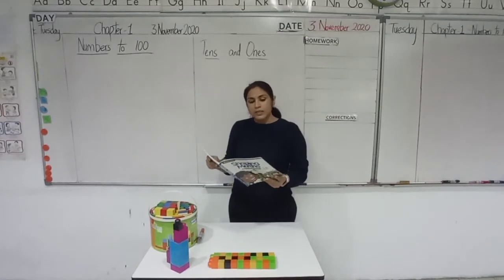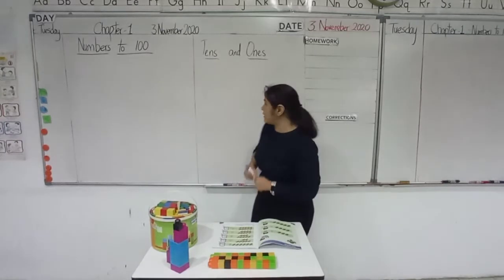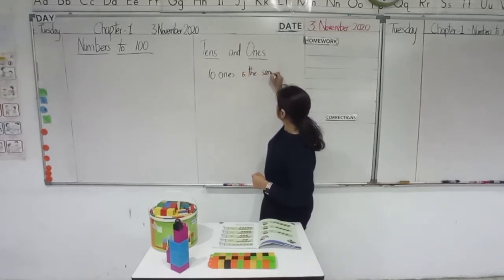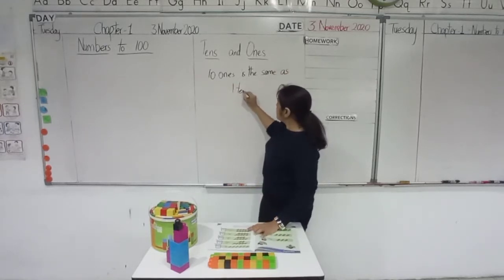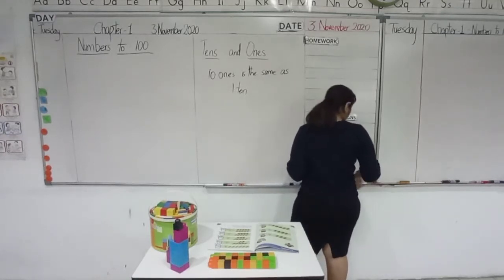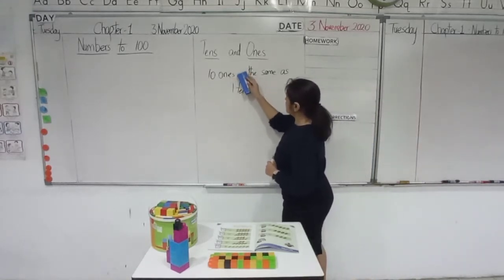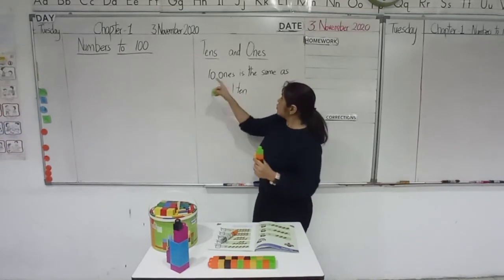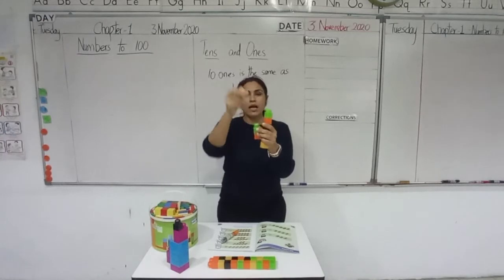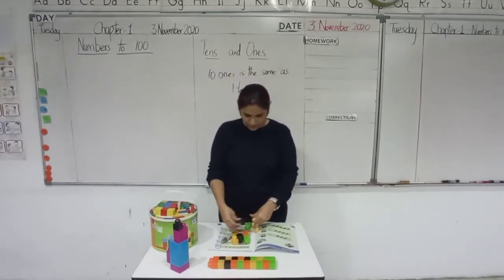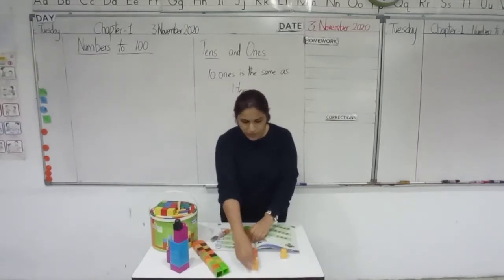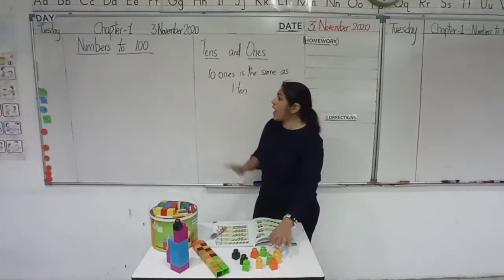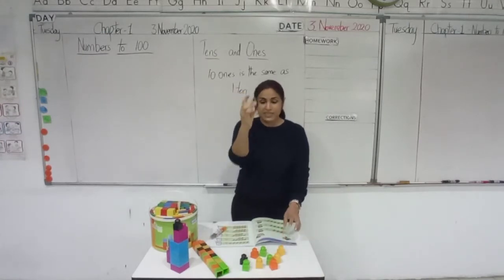Okay, here 10 ones is the same as 1 ten. What do you mean by that? What can you understand about 10 ones? That means if you take a single cube, one piece, and you take 10 of these, look at this, 1, 2, 3, 4, 5, 6, 7, 8, 9, and 10. Alright, so these are 10 ones, means single pieces, one piece, but there are 10 of them.